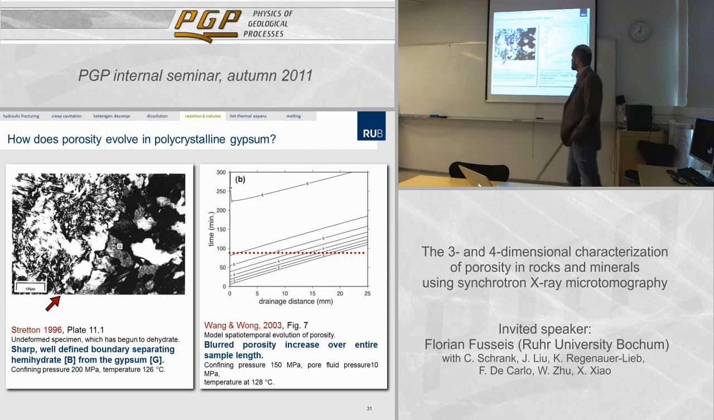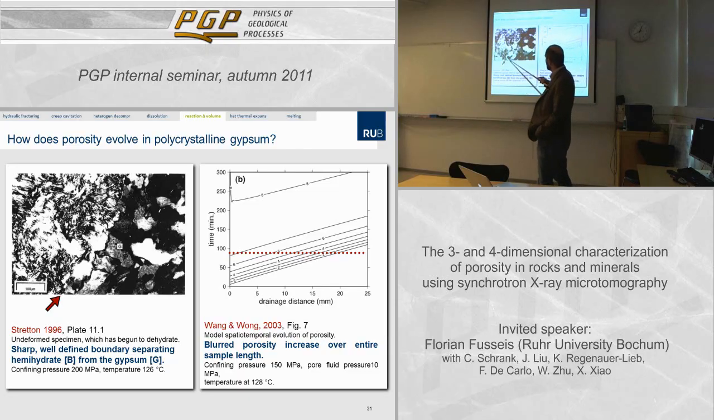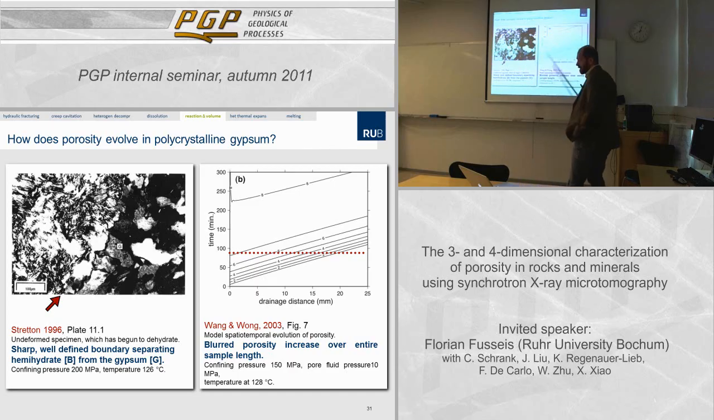Stratton has done a PhD on this topic, and she came up with the observation that she actually saw a very sharp front separating an area where gypsum is still stable and an area where hemihydrate has already formed. Wang and Wong have based a numerical simulation on a lot of experimental data, and they predict a porosity front to evolve very, very gradually. There's a very smooth blurred front over a very long distance, 20 millimeters in this case. So there is this very well-defined boundary here, and this very blurred boundary here.